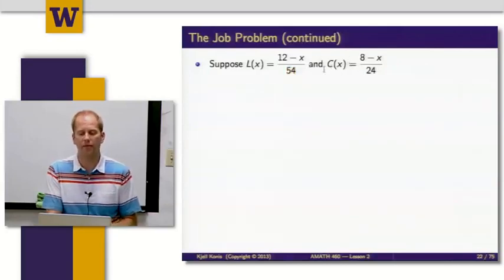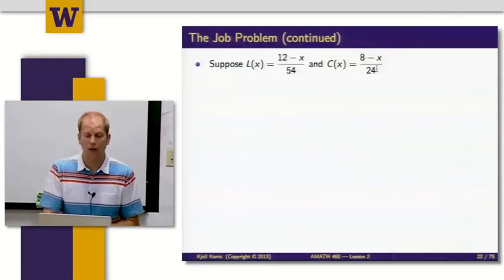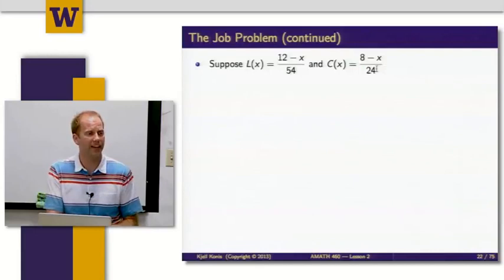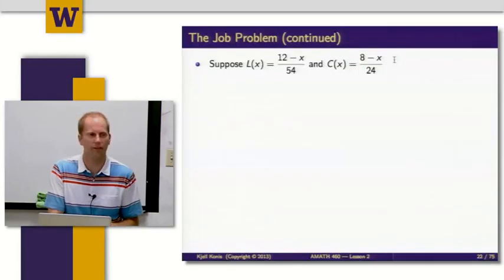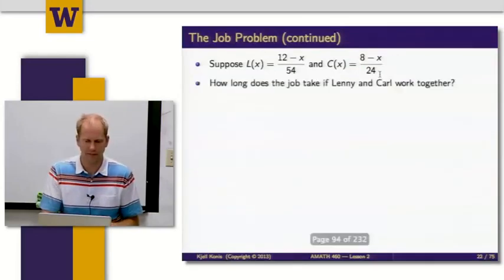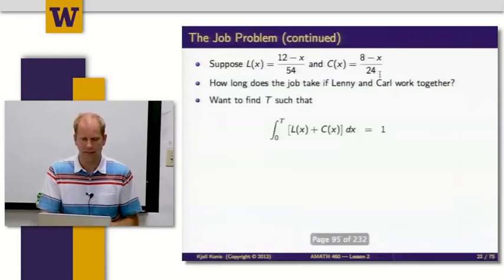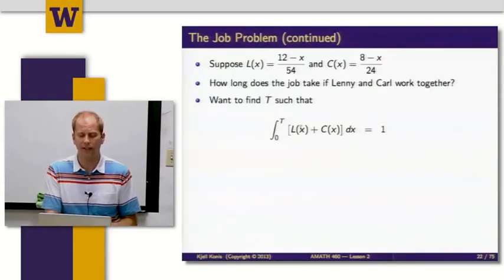And then I'm going to do exactly the same thing for Carl. Initially, he's working at 8 over 24. At the end of his 4 hours, he's working at 4 over 24. So he works faster, so he's also getting tired faster. And now, how long is it going to take them if they work together? Would it be more or less than the 2 hours and 24 minutes? So basically what I want to do is find t so that when I integrate this function, L of x plus c of x, from 0 to t, I get my one job finished.